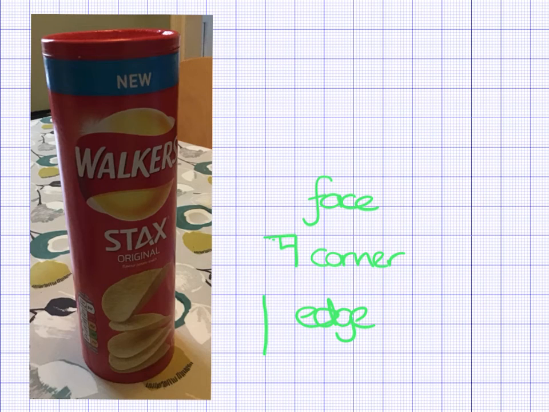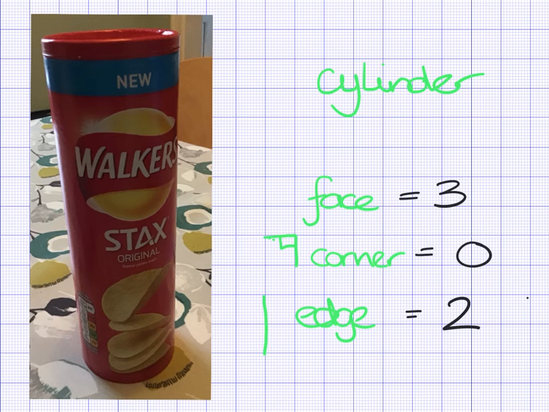Here's our final shape we're going to look at today. What do you think it is? Did you guess right? It's a cylinder. Pause the video, see if you can find a cylinder and work out how many faces, how many corners, how many edges. Did you get it right? There's 3 faces: a circle here, a circle at the bottom, and this bit, once it's folded out, would give you a large rectangle. There's no corners, and there's 2 edges, around the top and around the bottom.